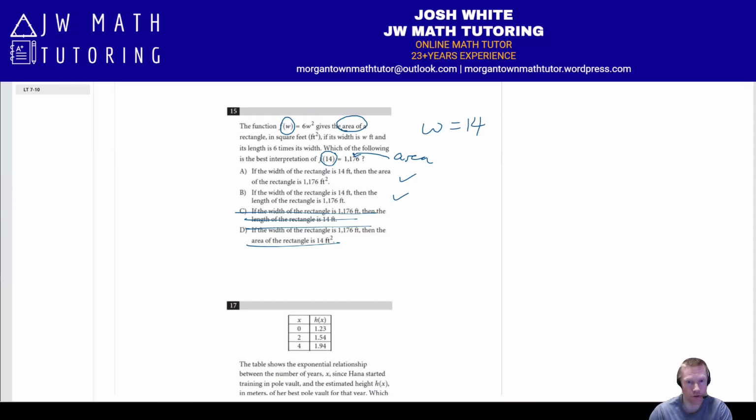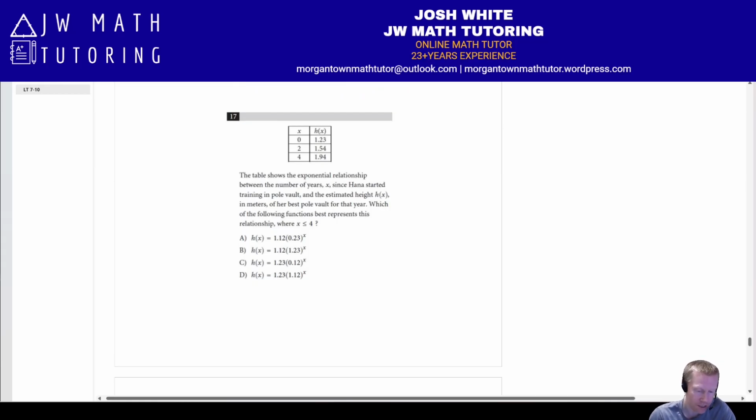So now when we look at the answer choices, it's obviously going to be A, because A is the one that says the area is 1176, whereas B says the length of the rectangle is 776, which is wrong. So the correct answer for this one is letter A.